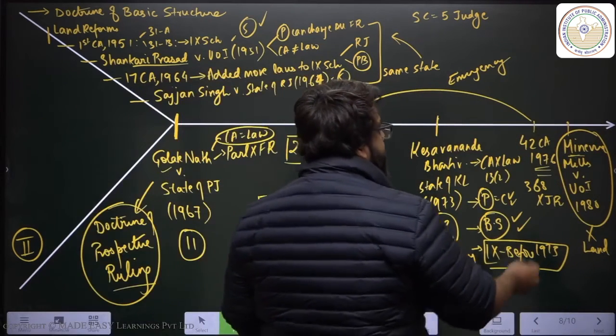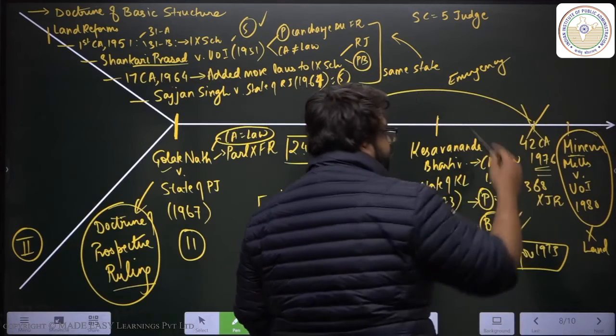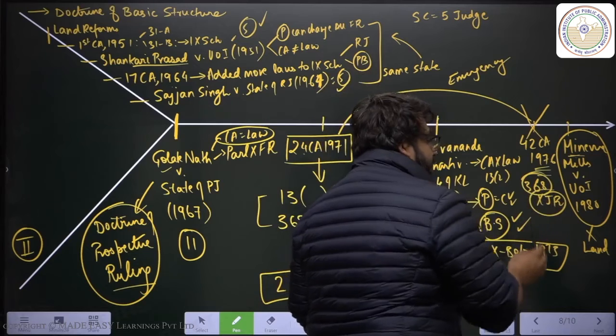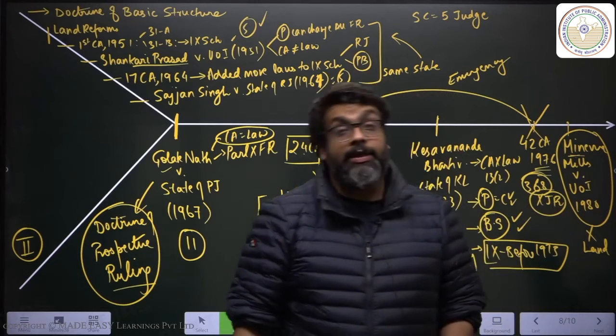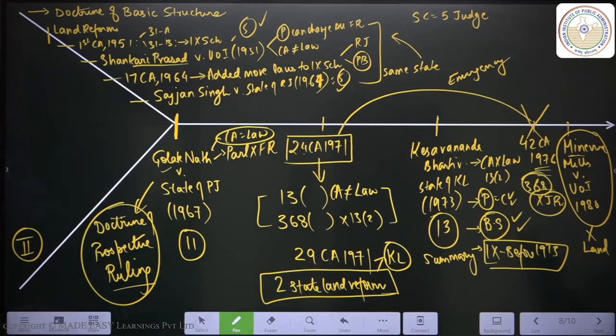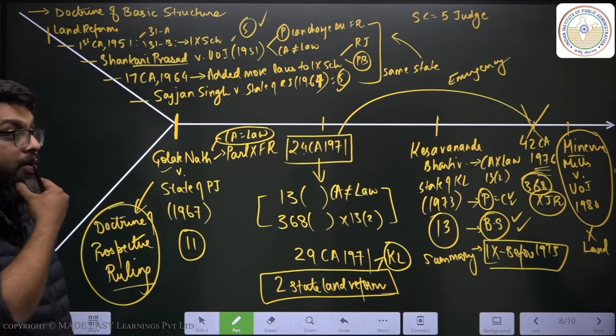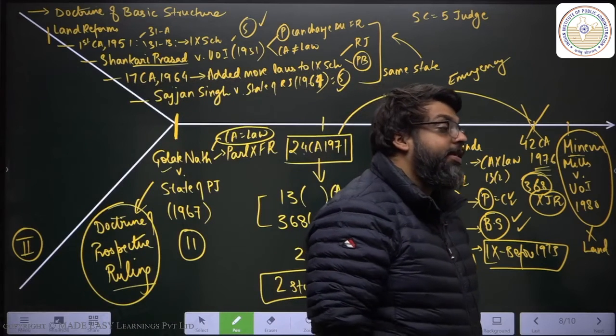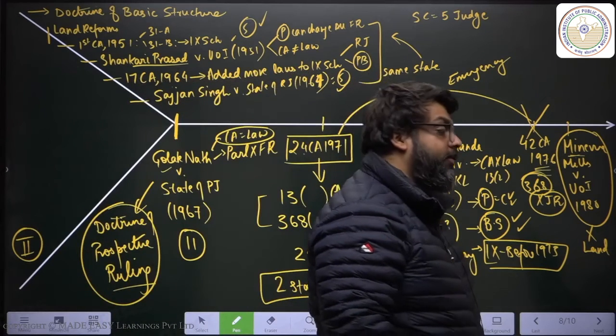This Minerva Mills overrules the 42nd Amendment, this provision. That no, judicial review is basic structure, boss. Judicial review is basic structure, and you can take anything and everything to court if it's a violation of basic structure.